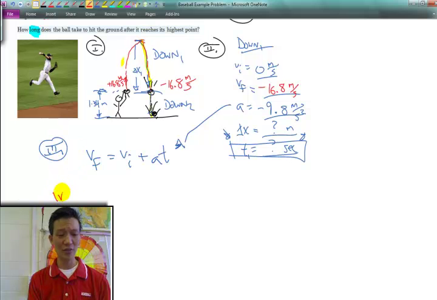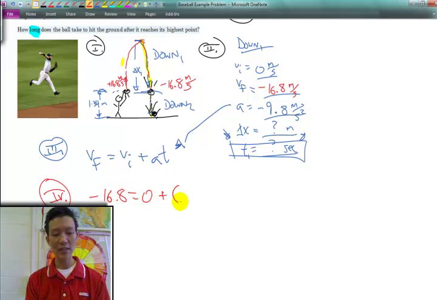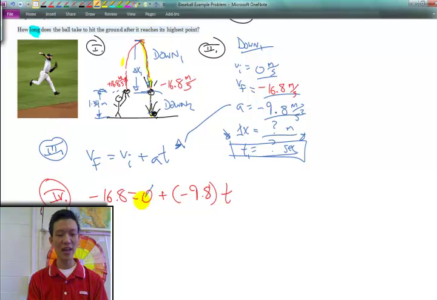And you guys are really good at solving for x, the unknown, okay? What do we put in for VF? Negative 16.8. In this case, VI is 0. We're falling from the peak. A is negative 9.8 meters per second squared. Solve for time. Don't worry about units. We already have that. Here's what's cool: because we call down negative, when we divide by negative 9.8, the two negatives become positive. That's important because you can't get a negative time, okay?